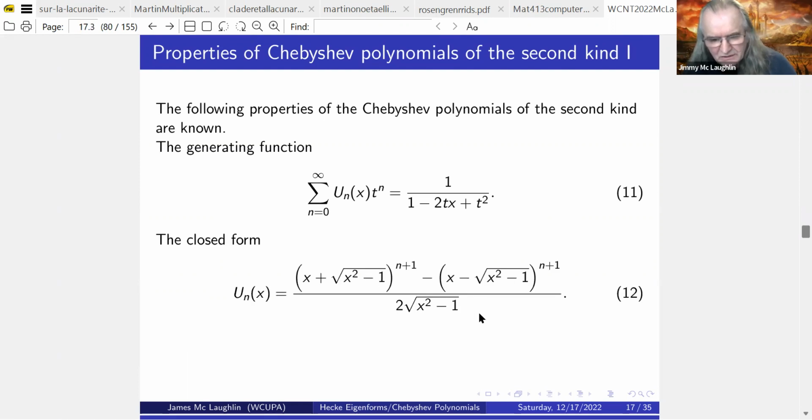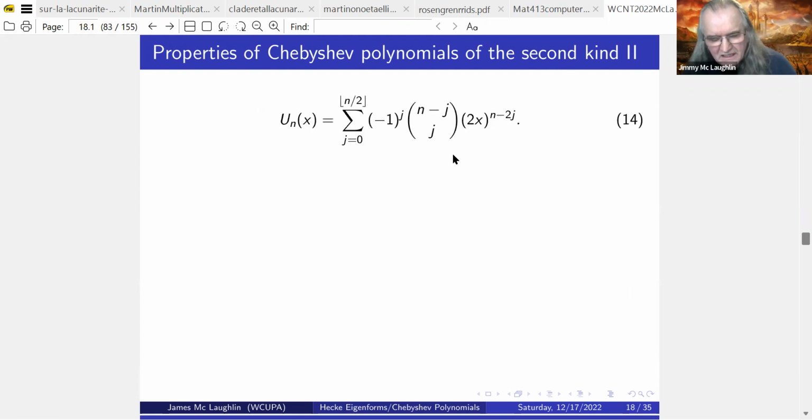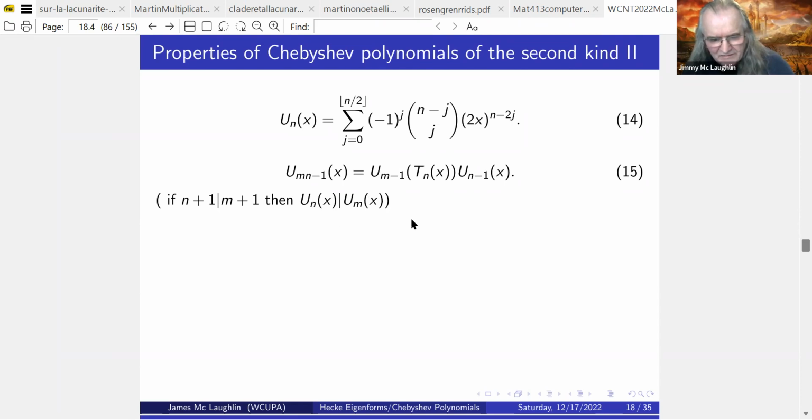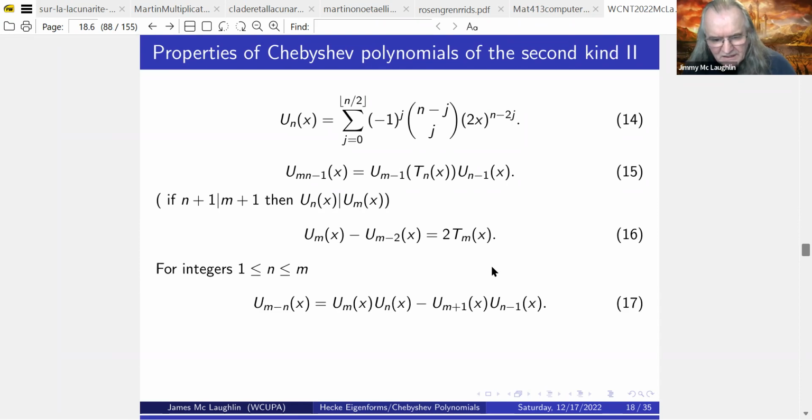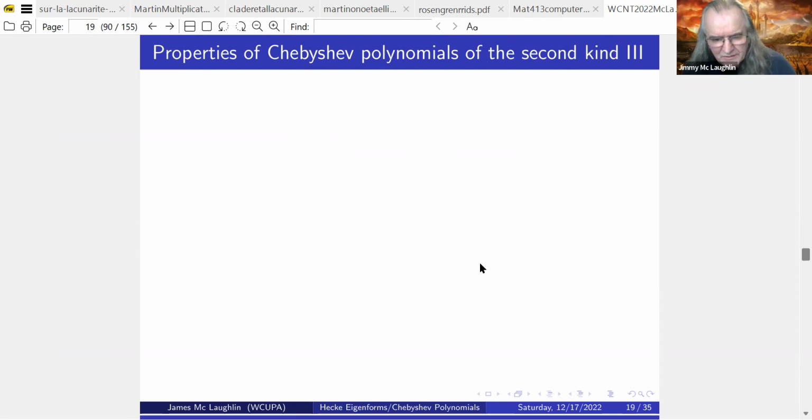Here's the explicit closed form. There are various identities connecting. Here's an explicit form as a polynomial. Here's a connection. Now, T sub n, I should say, is the Chebyshev polynomial of the first kind. And I notice here that we have this result that if n plus 1 divides m plus 1, then U sub n of x divides U sub m of x. And then various other identities that I'm not going to spend too much time on.